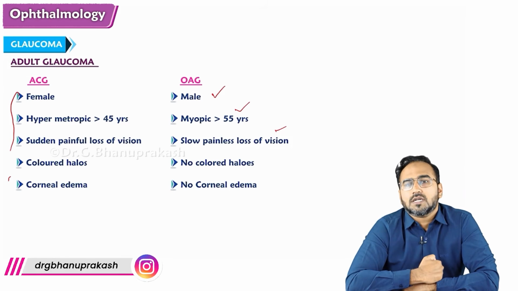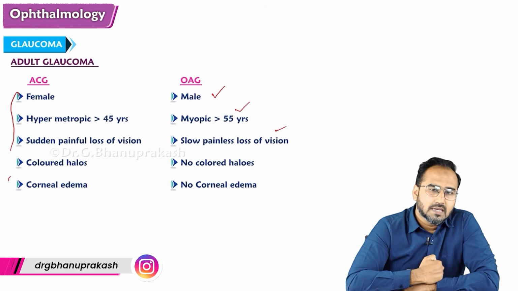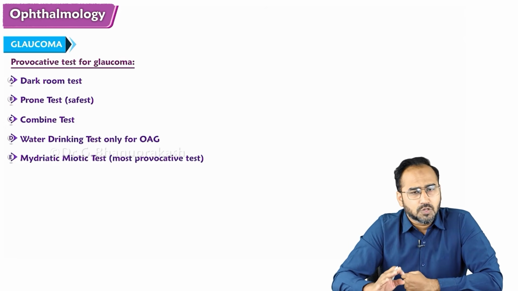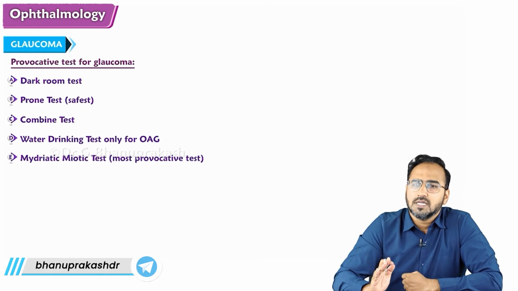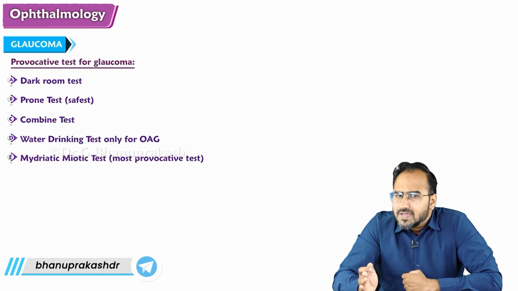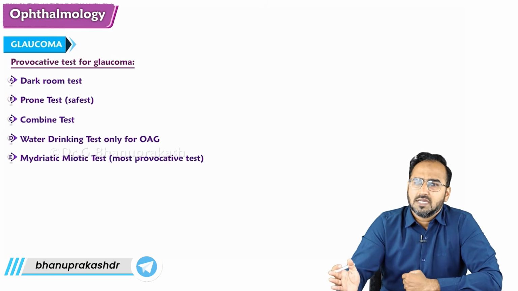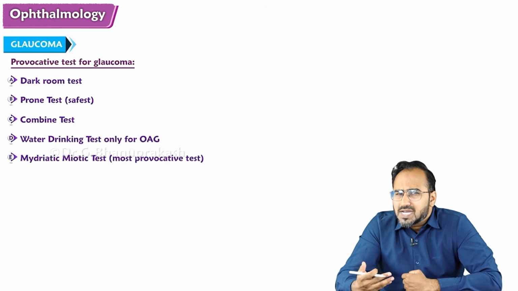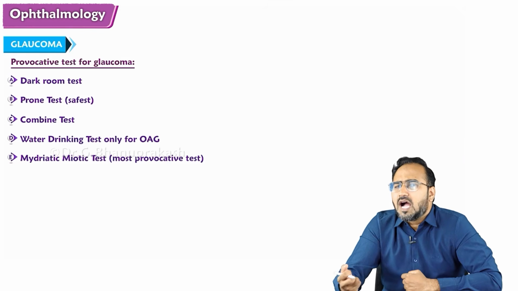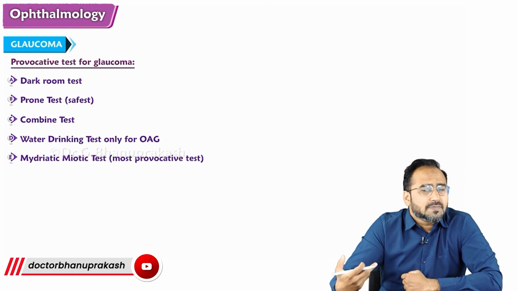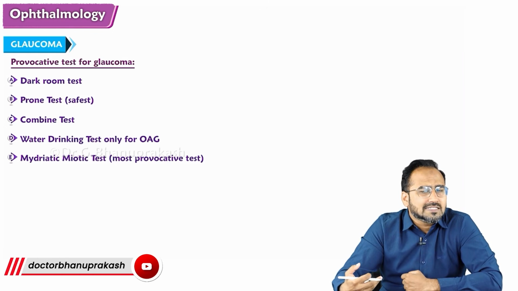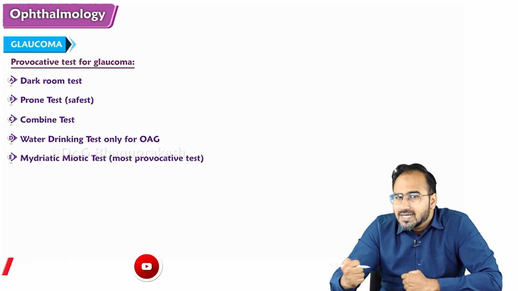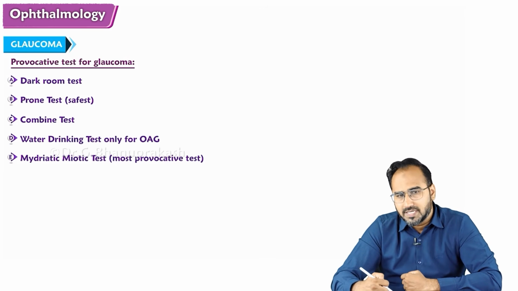Second test is called the prone test. Okay? So these are the tests which are done for detecting glaucoma, whether it is open angle or angle closure. Provocative test meaning what? You provoke the intraocular pressure, you try to increase the intraocular pressure and then see how much it increased. So remember, guys, the provocative tests that could be done for glaucoma are: dark room test, prone test, combined test, water drinking test, mydriatic and miotic test.